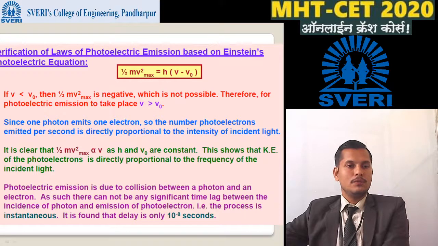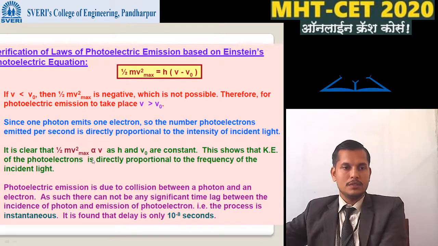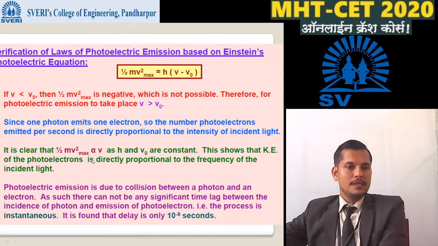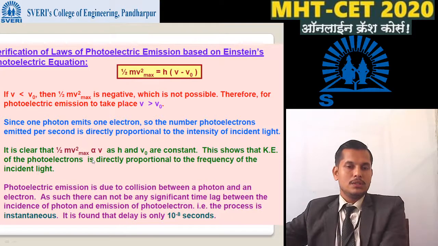Next, since one photon emits one electron, the number of photoelectrons emitted per second is directly proportional to the intensity of light. So already we have discussed these things. It is clear that 1/2 mv square max is proportional to nu, that is frequency, as h and nu 0 are constant. This shows that kinetic energy of the photoelectrons is directly proportional to the frequency of the incident light.